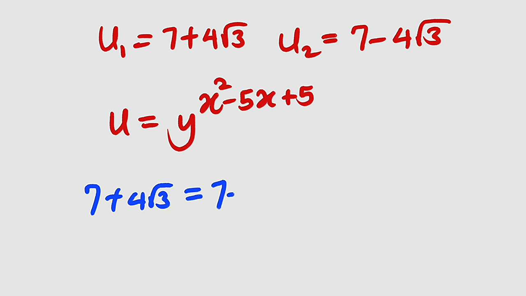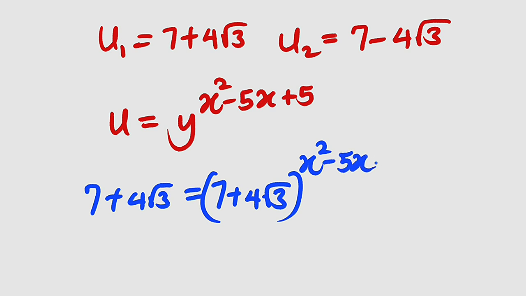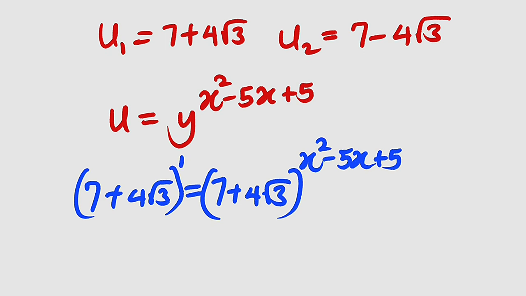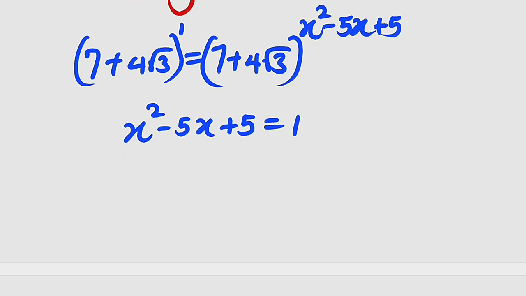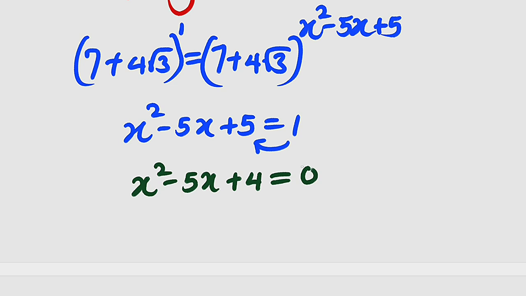So this is 7 plus 4 root 3 raised to the power of x squared minus 5x plus 5. But naturally, this can be raised to 1. So since the bases are the same, we can equate the exponents, which implies x squared minus 5x plus 5 is equal to 1. And we can take 1 to the left, which transforms it to x squared minus 5x. As 1 crosses over it becomes negative 1, 5 minus 1 is 4. This is equal to 0.